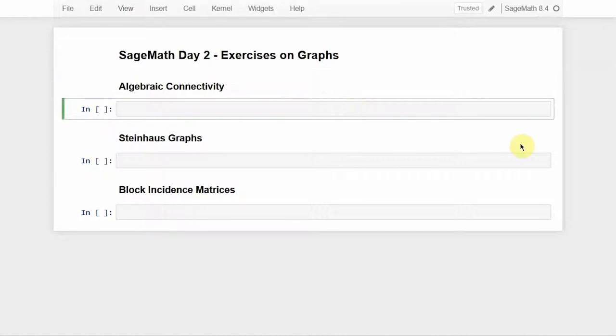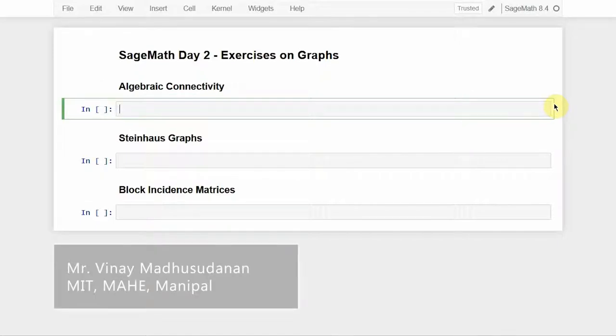So now we'll do some exercises based on graph theory in Sage. Okay, so I have 3 exercises. You can select whichever one you want. One is based on algebraic connectivity. If you don't know the definition, it is the second smallest Laplacian eigenvalue.